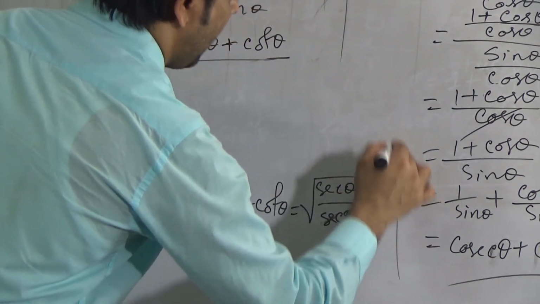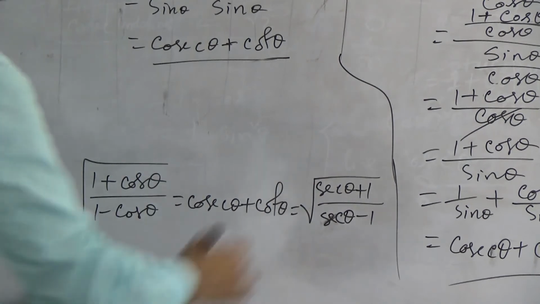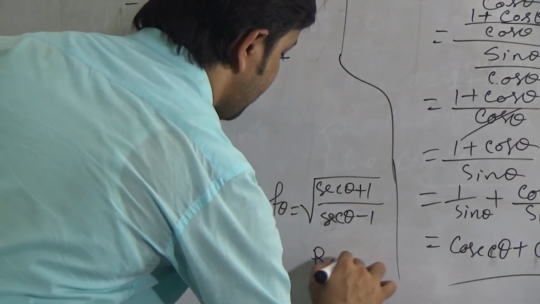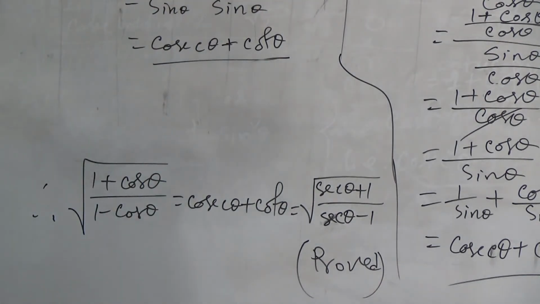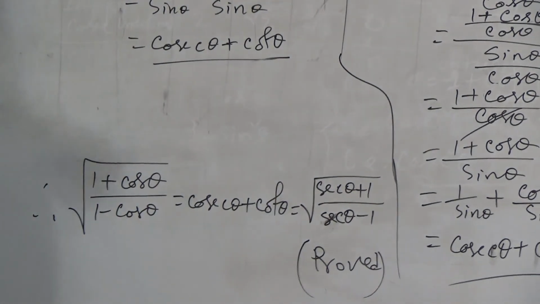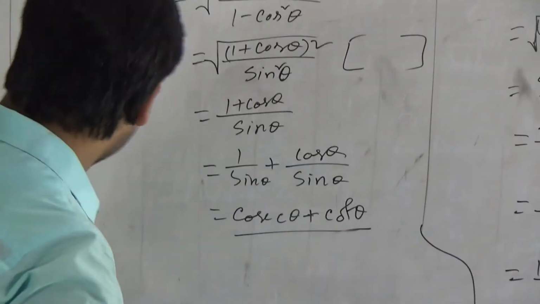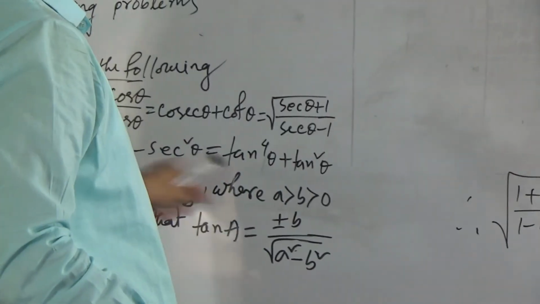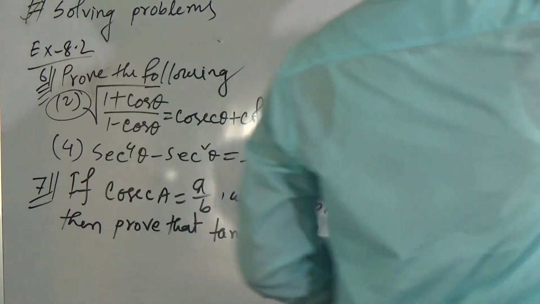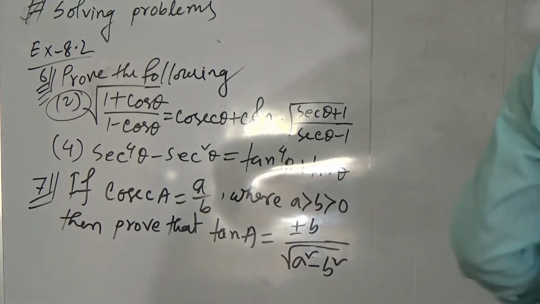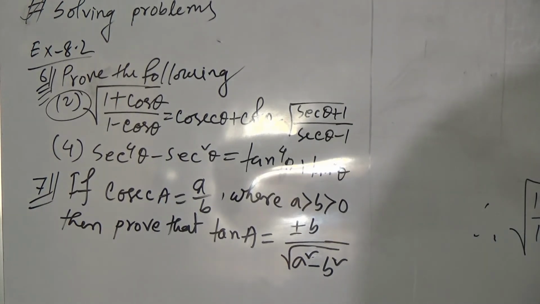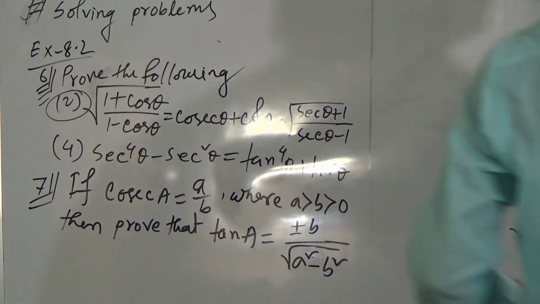Okay, dear students, I hope you have understood the solution. This is the proof of 2. Now I will show the solution of 4. Sec to the power 4 theta minus sec square theta is equal to tan to the power 4 theta plus tan square theta. So I will show that now.